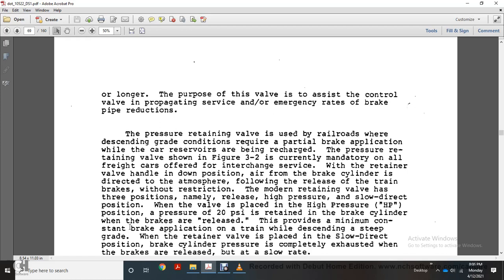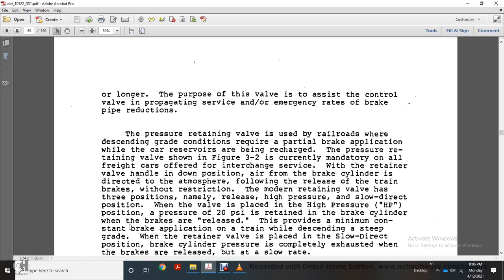Air of the brake cylinder is directed to the atmosphere following the release of the train brakes without restriction. The retaining valve has 3 positions, namely release, high pressure, and slow direct. When the valve is placed in high pressure, a portion of the pressure, 200 psi, is retained in the brake cylinder when the pressure is released.